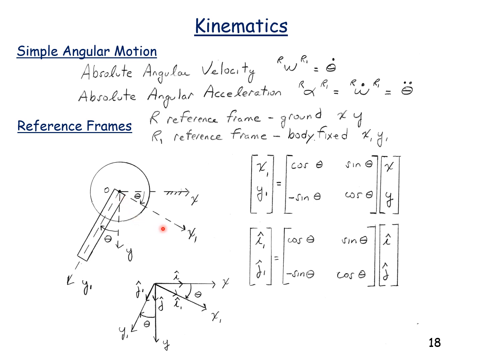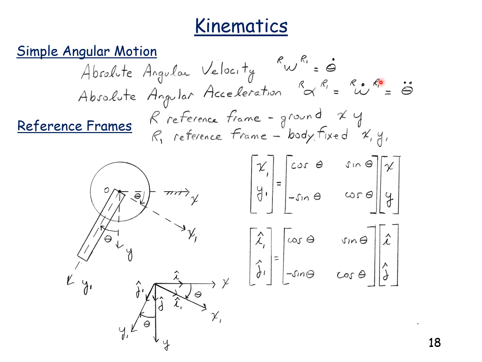The z-axis of the x1, y1 coordinate system is into the page and parallel to the xy coordinate system z-axis. The z-axes of the two reference frames remain parallel during the motion. I have simple angular motion, hence the simple angular velocity and angular acceleration representations.